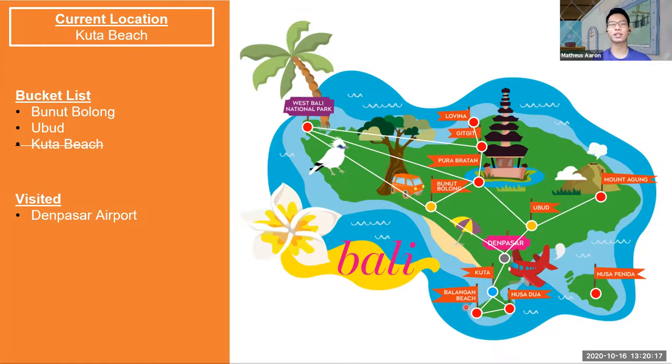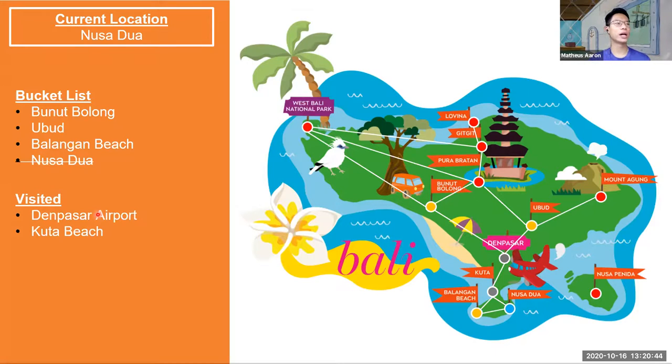Now of these three places, one of them is already in the visited location. Because I've visited it before, I'm not going to add it back to my bucket list, because why would I revisit a place twice? I add Balangan Beach and Nusa Dua to my bucket list. Once I'm done with Kuta, I'm going to pick one more location from my bucket list and go to that place, Nusa Dua.